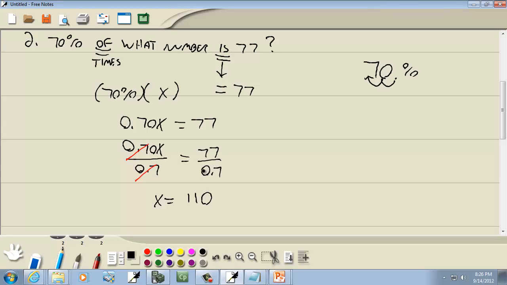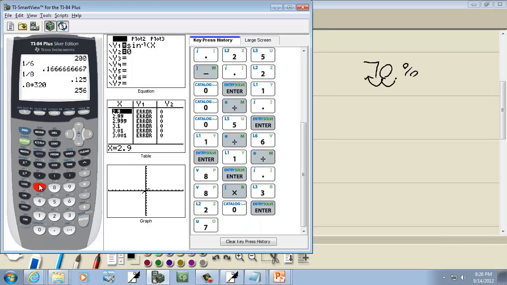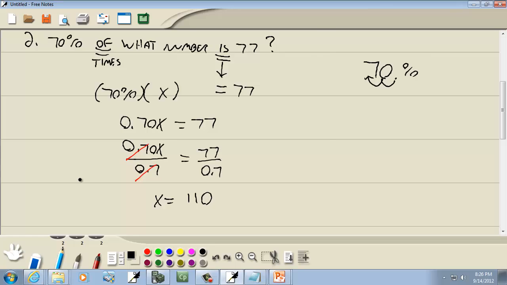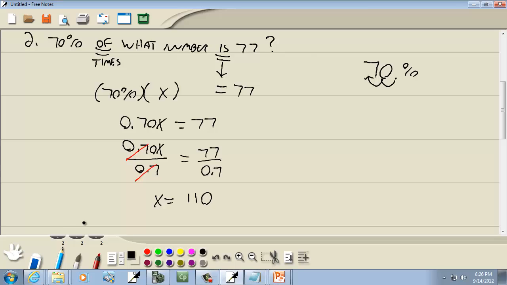70% of what number is 77? That seems very reasonable. But let me double check. Again, I do not like decimals. 77 divided by 0.7. 110. Yep, that's our answer.